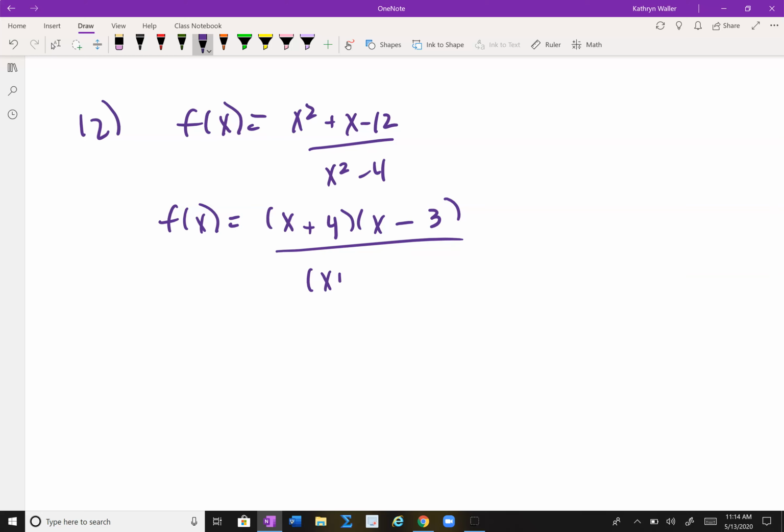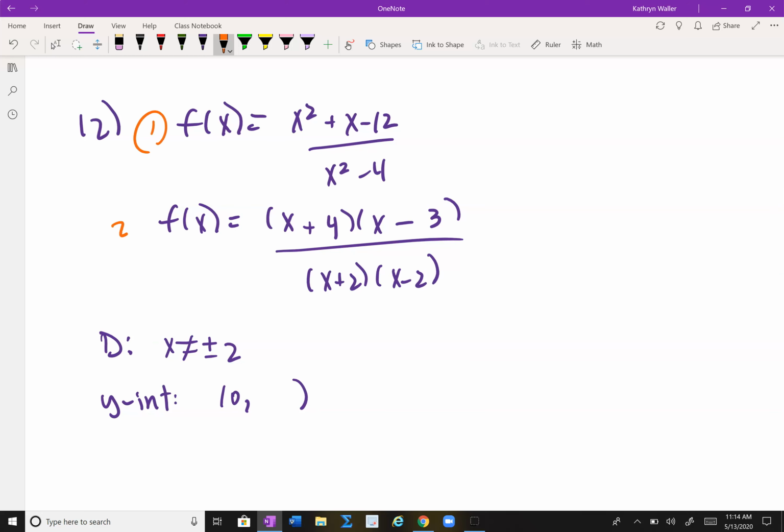The bottom's going to factor to x plus 2 times x minus 2. Okay? So first thing is find the domain. Take the bottom, state that it can't be 0. So x can't be plus or minus 2 from that. To find the y-intercept, again, I'm going to let x be a 0. Definitely the easiest place to do that is up here.